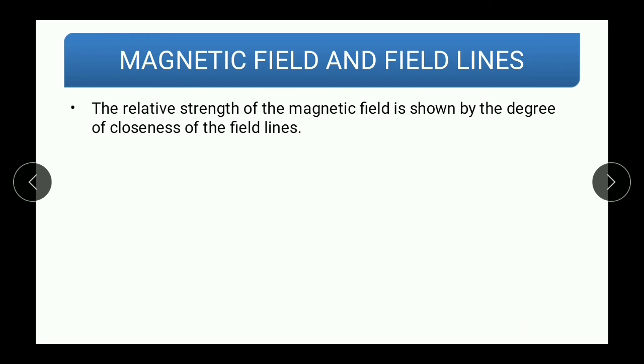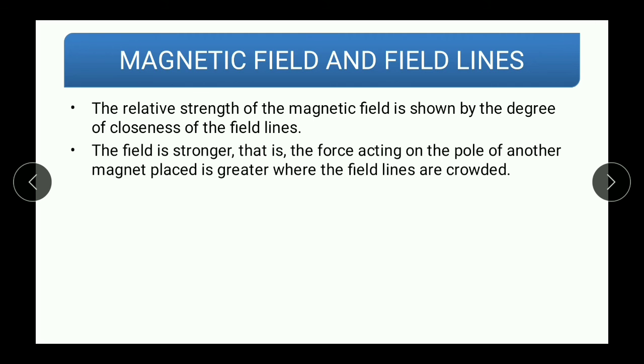Well, the relative strength of the magnetic field is shown by the degree of closeness of the field lines. So if you want to show that the magnetic field is strong here, then you have to show the lines close together. The field is stronger, that is, the force acting on the poles of another magnet placed there is greater, where the field lines are crowded. So that I already told you. Wherever you find that the field lines are very close to each other, crowded, that implies that the magnetic field is strong over there.